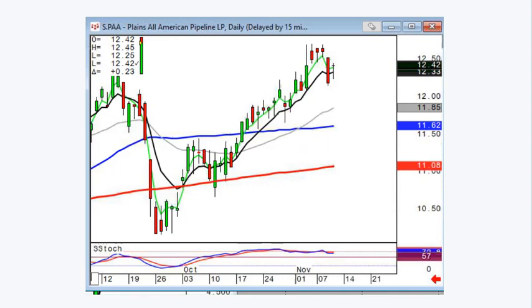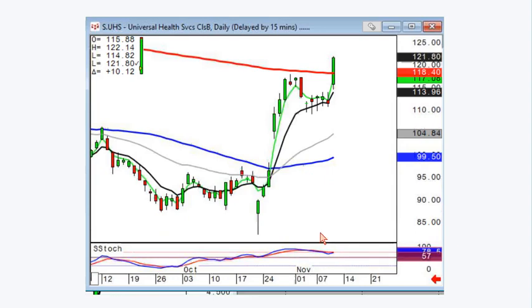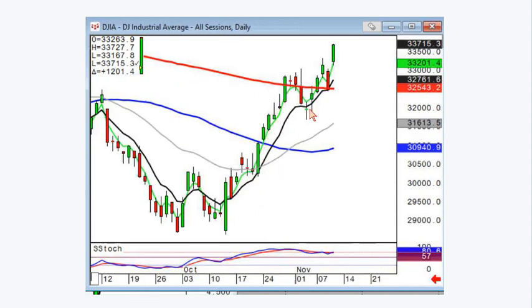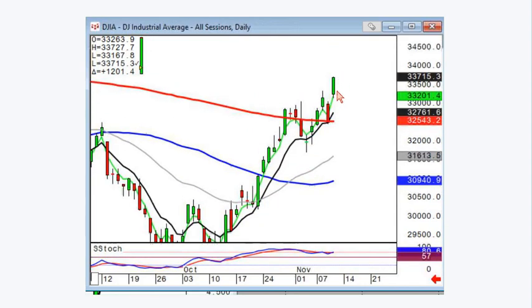Okay. All right. How much more we got? All right. UHS. That's a nice J-hook pattern. That one you can buy. Yes, buy on positive trading. Okay. Just be aware that they could be opening this lower and doing some consolidating in the morning.